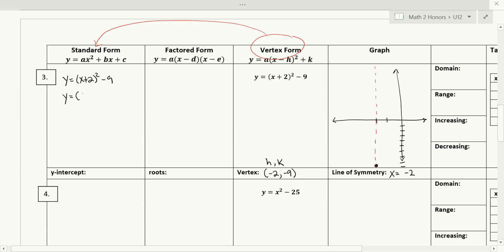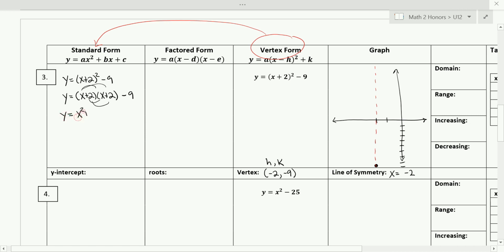This x plus 2 squared means x plus 2 times x plus 2. And then I've got a -9 tagged on at the end. Be careful when you multiply out that you follow order of operations. You have to do all the multiplying first, and then at the very end, subtract 9. Don't subtract 9 kind of midway through. It'll throw your answer off. So distribute.